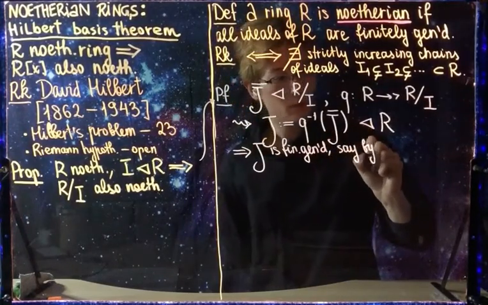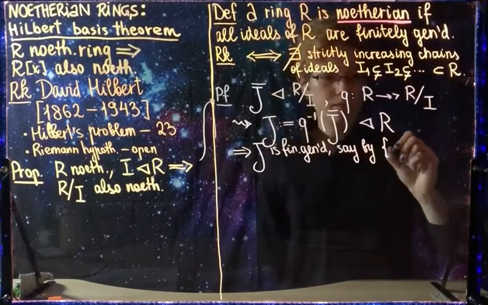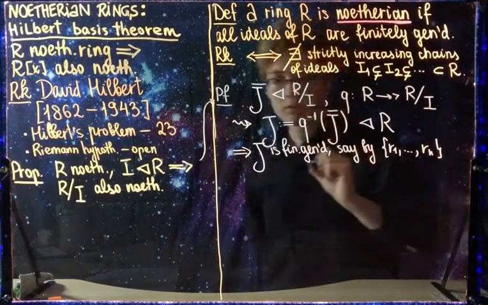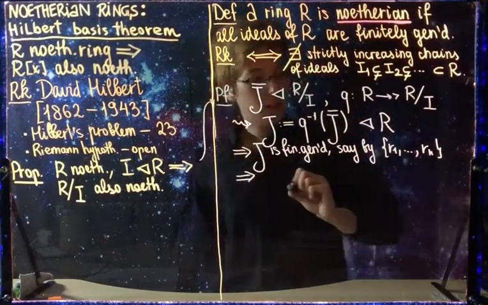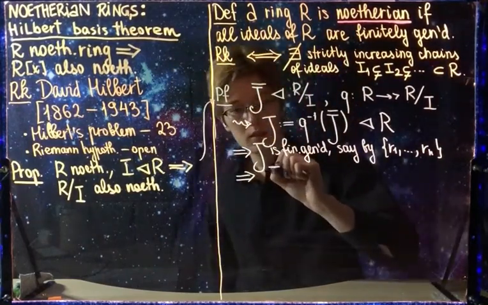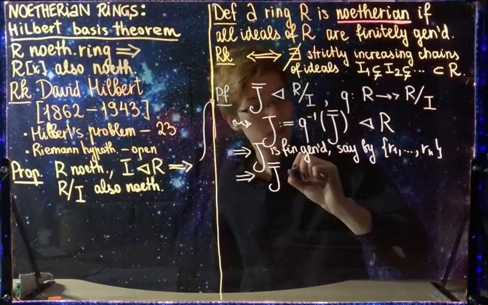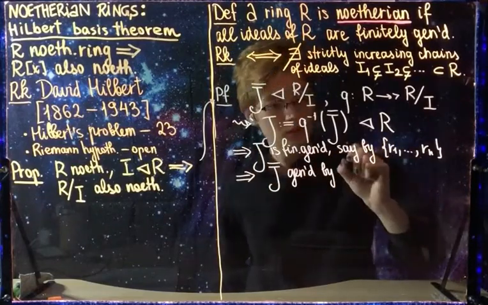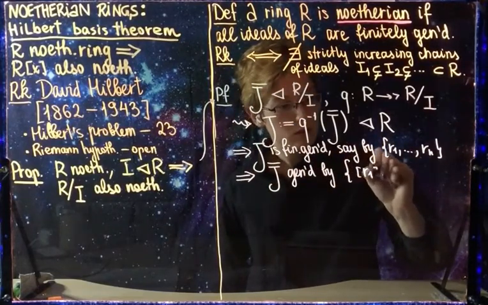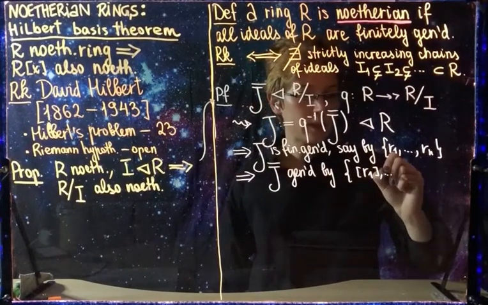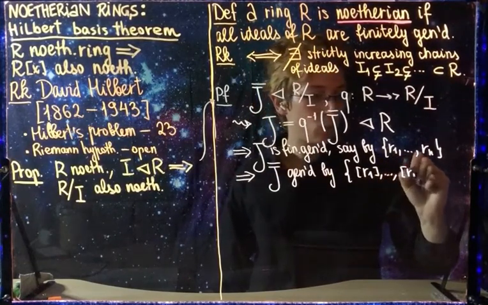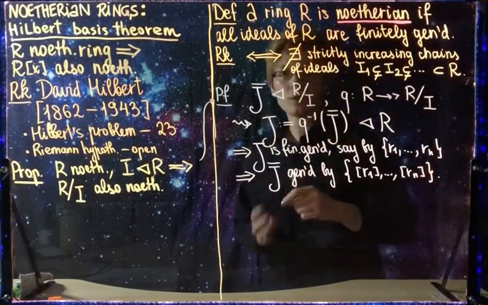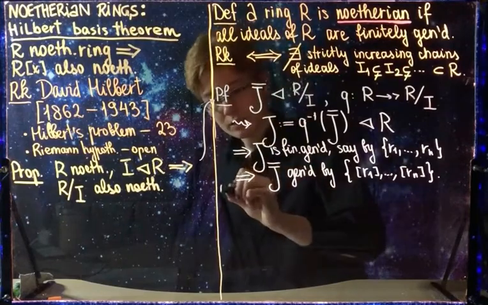Let's say by elements R1 through Rn. And then it follows that J bar is also generated by the equivalence classes represented by these elements R1 through Rn. And it proves that J bar is finitely generated.